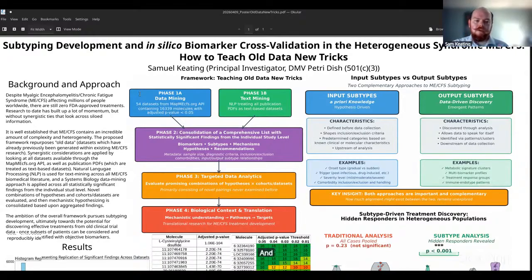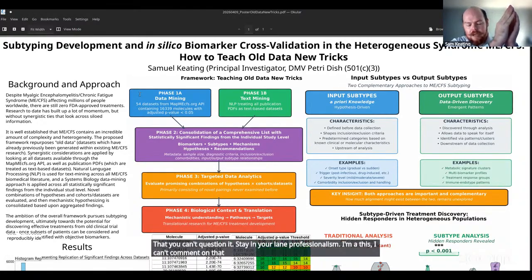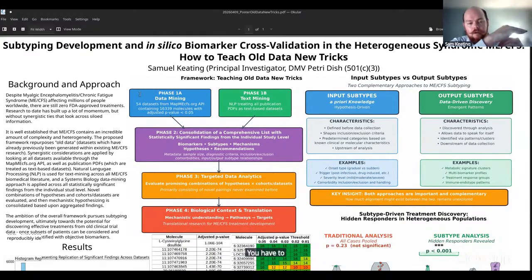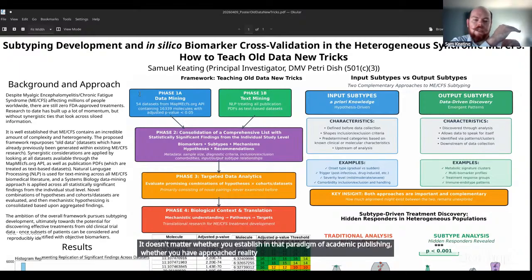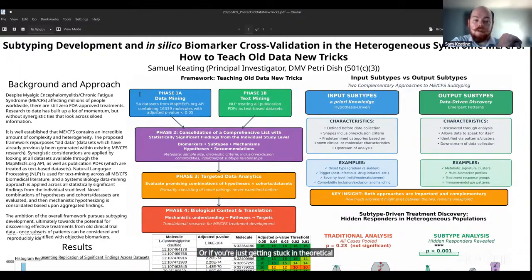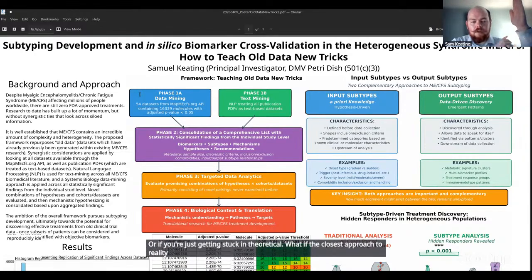And there's that ski line trajectory of the path forward that you can't question. It's stay in your lane professionalism. I'm a this, I can't comment on that, hyper-specialization. And this is the path forward, don't question it. You have to build on top of prior work. But it doesn't matter whether you establish in that paradigm of academic publishing whether you have approached reality, or if you're just getting stuck in theoretical. What if the closest approach to reality in that vertical ski line trajectory was back here decades or centuries ago?